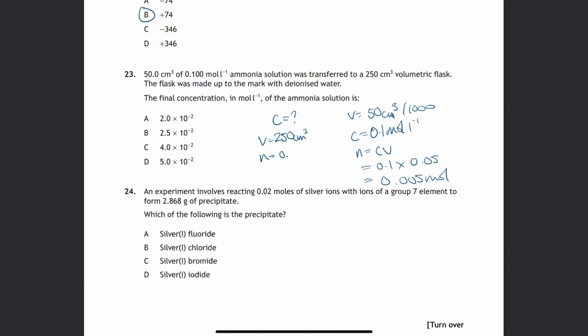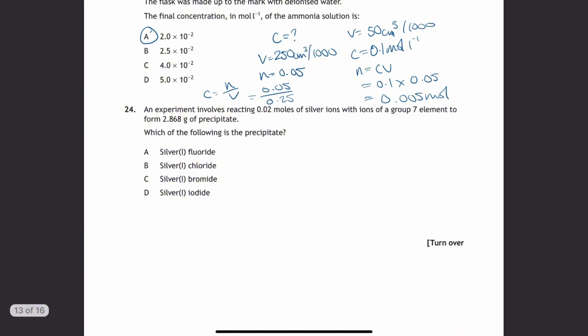So if we've got 0.005 moles of ammonia in our new solution, the concentration of that will be n over V. Again, put your volume into litres. So 0.005 over 0.25, which is 0.02 moles per litre, which would be 2.0 times 10 to the minus 2. They've just put it in scientific notation to be horrible and confuse you.